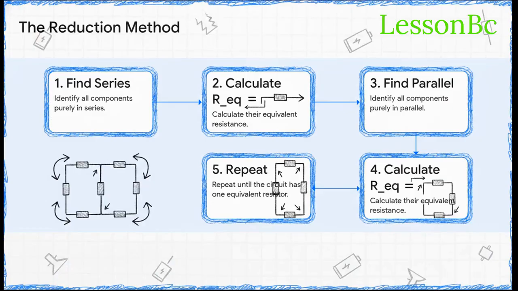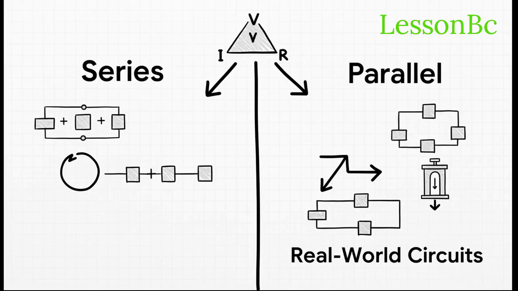So how do they actually solve these complex puzzles? They use something called a reduction method. It's pretty cool. You just look for the simple bits, maybe a few resistors that are clearly in series or a couple branches that are clearly in parallel. You calculate their combined resistance, and then you basically redraw the circuit with that part simplified. You just keep repeating that process over and over until the whole complicated mess is reduced down to one simple problem you can solve.